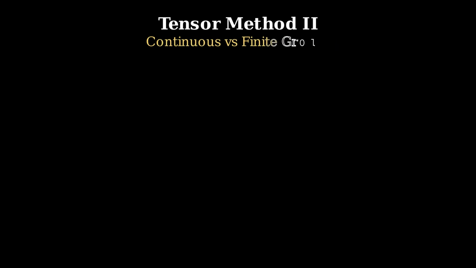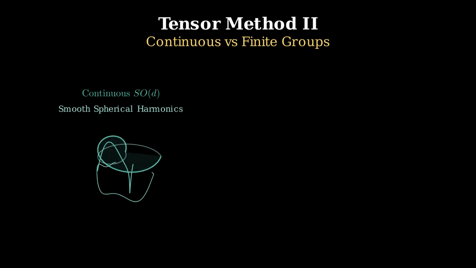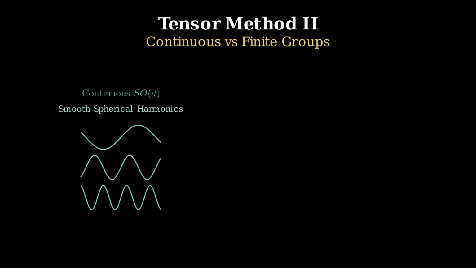Finally, let's address a foundational dichotomy in geometric deep learning: continuous versus finite groups. For continuous symmetry groups, like 3D rotations, the transformations are buttery smooth. We can elegantly decompose this continuous space using well-understood analytical functions, known as spherical harmonics.